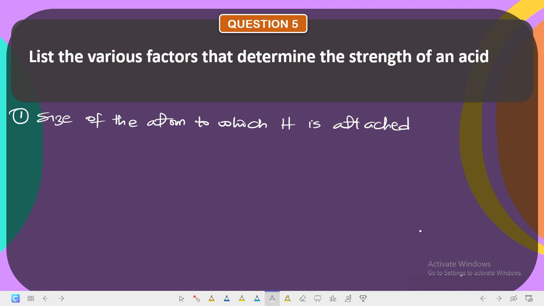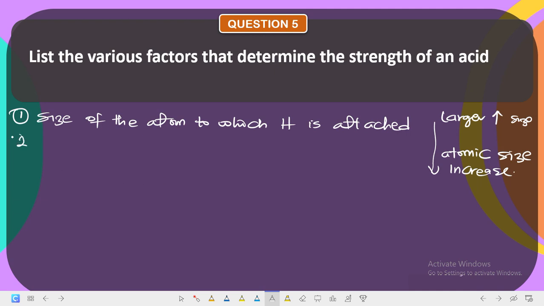So as you go down the column in the periodic table, what happens? Atomic size increases. Now, if atomic size increases, what does that mean? It means that as you go down, acidity does what? Increases. So the larger the size of the atom, the higher the what? Acidity. As you go down the column, acid strength increases because the size of the atom increases.